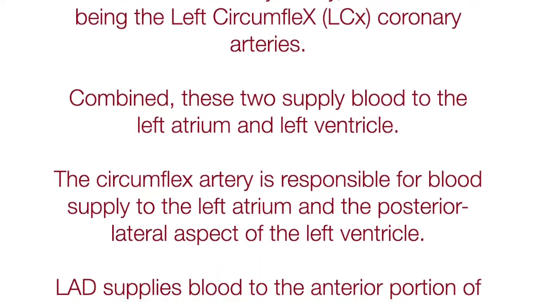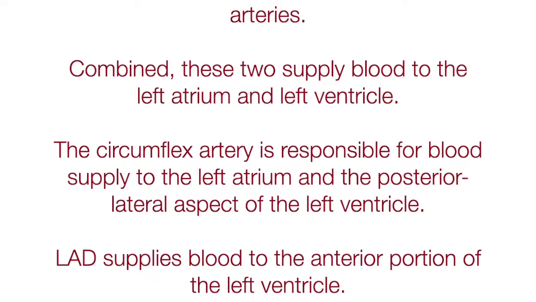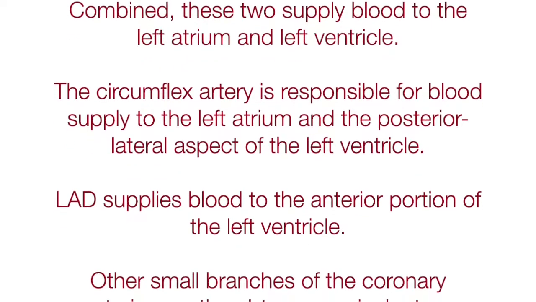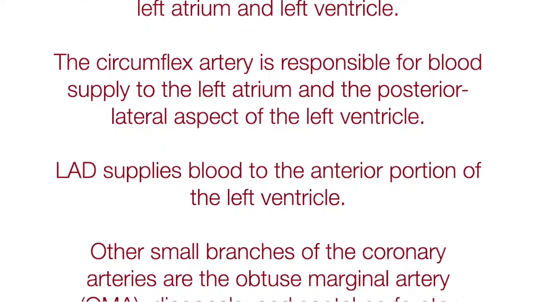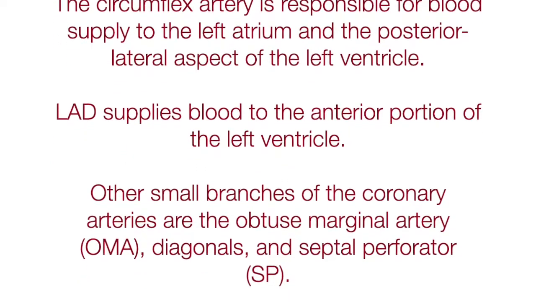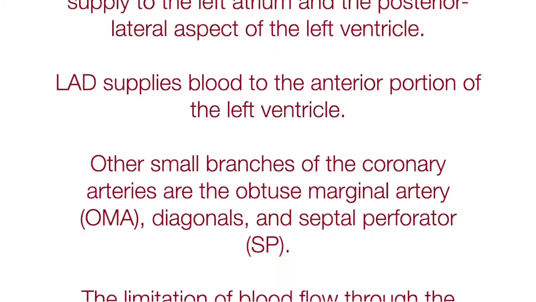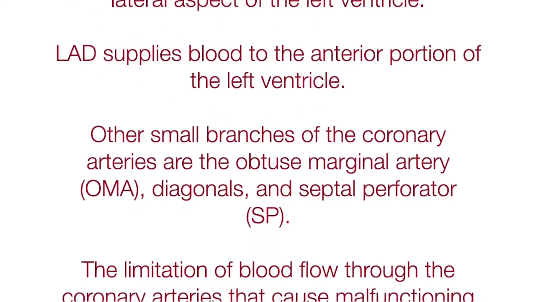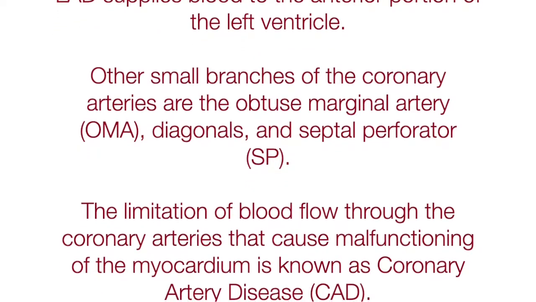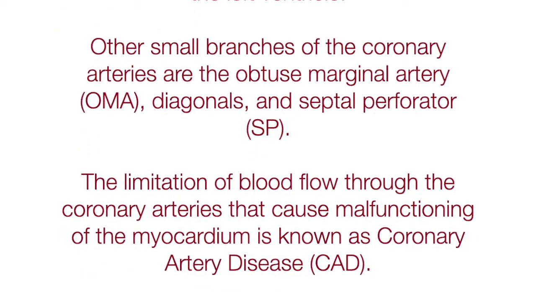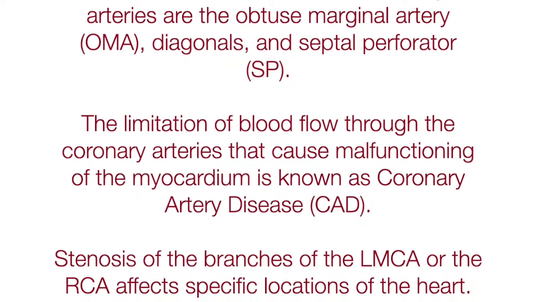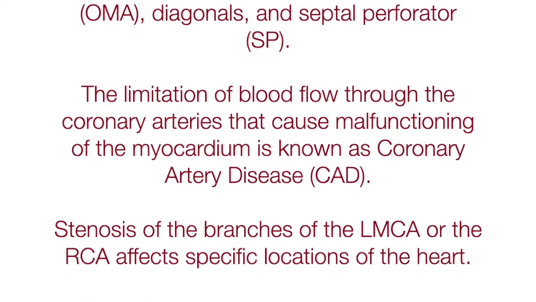Combined, these two supply blood to the left atrium and left ventricle. The circumflex artery is responsible for blood supply to the left atrium and the posterior lateral aspect of the left ventricle. The left anterior descending artery supplies blood to the anterior portion of the left ventricle. Other small branches of the coronary arteries are the obtuse marginal artery, OMA, diagonals, and septal perforator, SP.